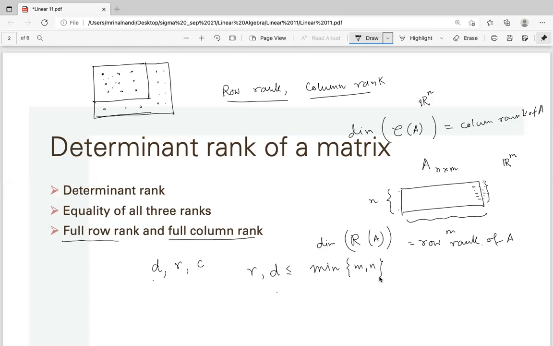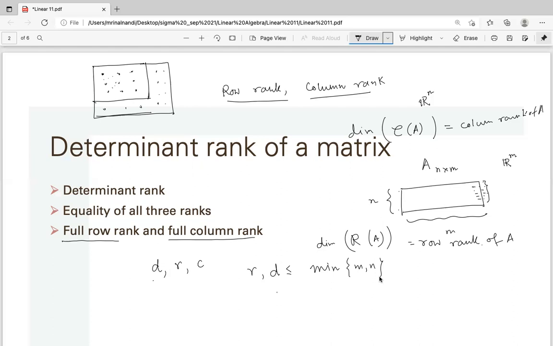So can you show that row rank is same as determinant rank? If we can show that row rank is same as determinant rank, then the other thing is column rank is also equal. Similarly, the relation between the determinant rank with row rank, in a similar manner we can relate the column rank with the determinant rank. Now why will this determinant rank and row rank be equal?